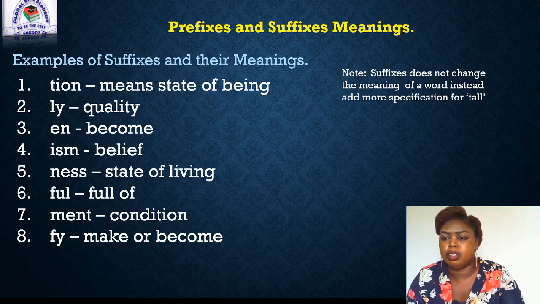Now let's come to our note. Our note says suffixes do not change the meaning of a word. Instead, they add more specification, that is, they give more information about the word they are attached to. For example, we have the word tall. When er is added to the word tall, it becomes taller. That tells you how tall that particular person is.